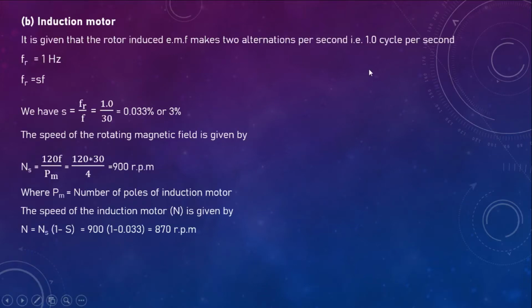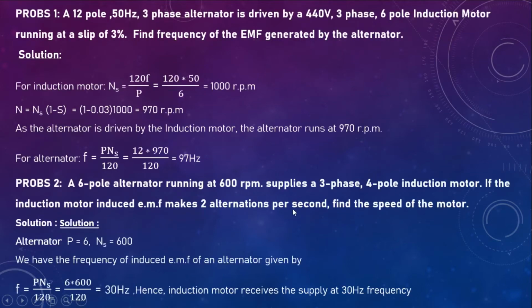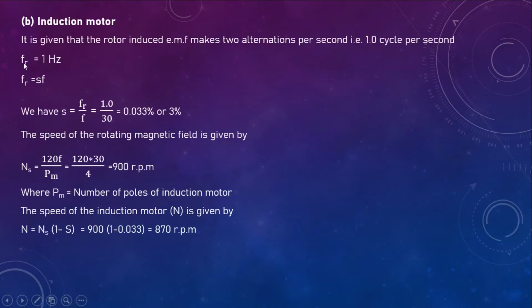So the induction motor makes 2 alternations per second. That means 2 alternations: one positive half cycle and one negative half cycle. So that is 1 cycle per second, which means 1 Hertz. The frequency of the rotor is 1 Hertz. It has been given. So the induction motor induces EMF, makes 2 alternations per second, so its frequency is 1 Hertz.